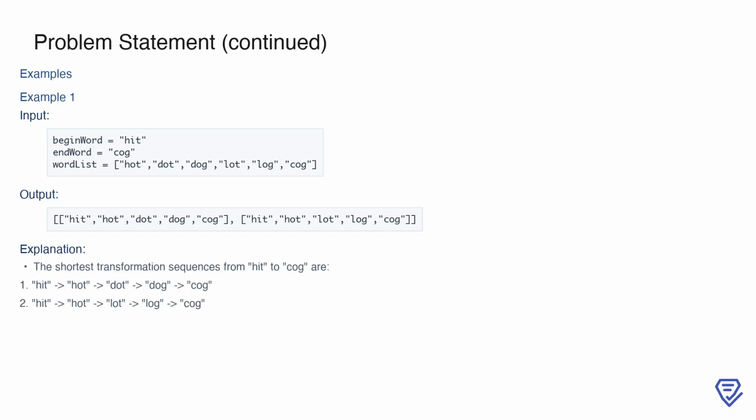In both cases, each step involves changing only one letter at a time, and every intermediate word exists in wordList. For example, in the first sequence, hit transforms into hot, then to dot, followed by dog, and finally cog. Similarly, the second sequence achieves the same goal but follows a slightly different path through lot and log. Both sequences are of the shortest possible length, containing 5 words each.